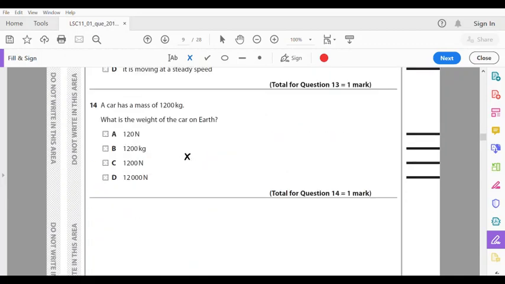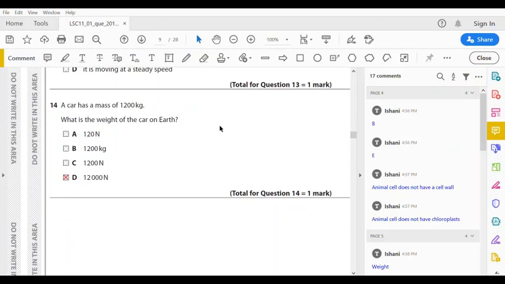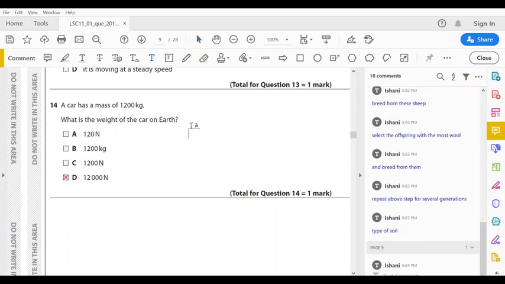Next one, a car has a mass of 1200 kilograms. What is the weight of the car on the earth? So 1200 kilograms times 10, you will get the weight. That will be 12,000 newtons. I will quickly note down the calculation here. W equals mg is the equation that we use. So W equals mass, 1200, times 10. So the answer will be 12,000 newtons.